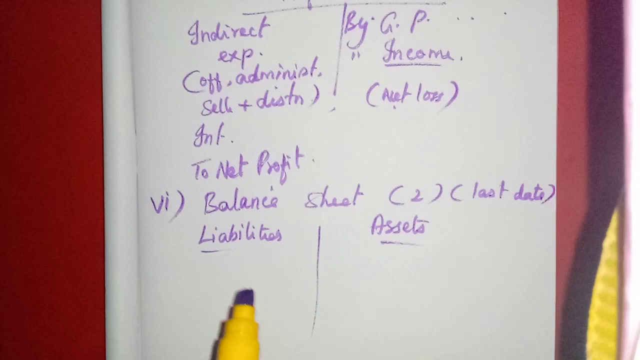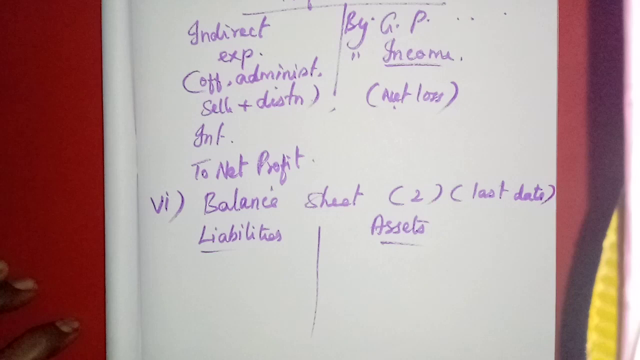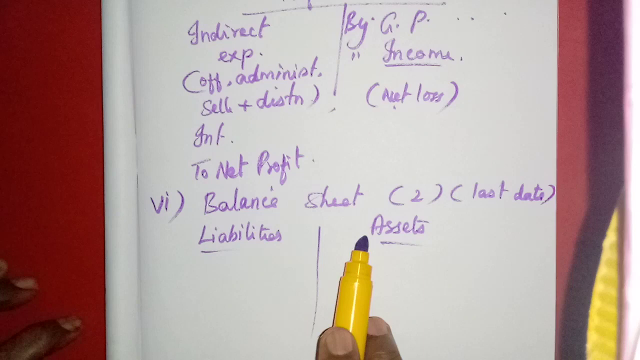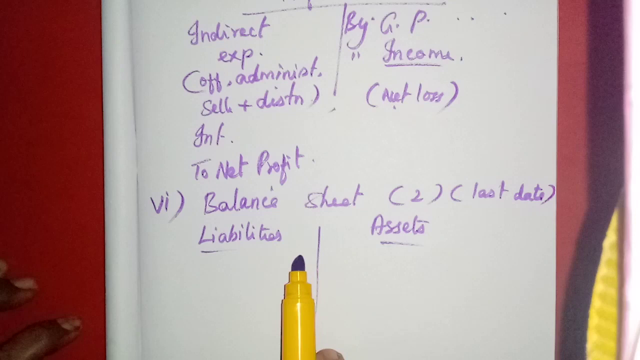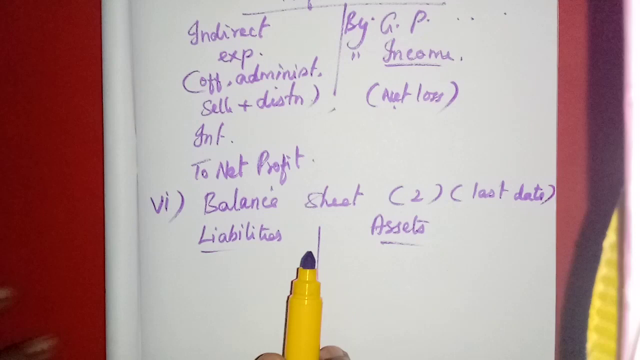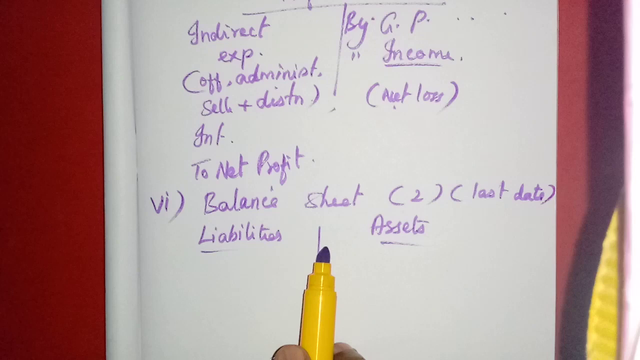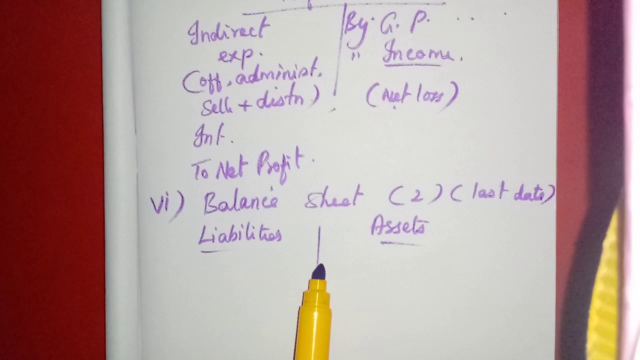These balances of assets and liabilities will be written as the opening balances in the next financial year, and with that they will continue the next year's transactions. Again next year they will prepare journal entries, post them in the ledger accounts, then from the balances of the ledger accounts prepare the trial balance, and with the help of the trial balance again prepare the trading account, profit and loss account and balance sheet. That is called the accounting cycle. It will be carried on continuously.